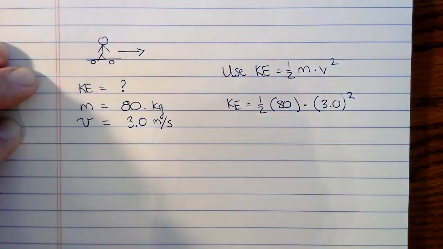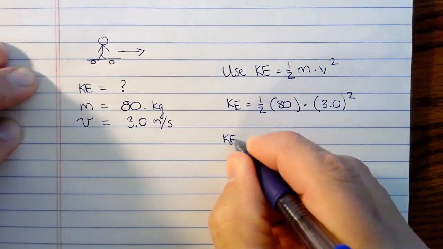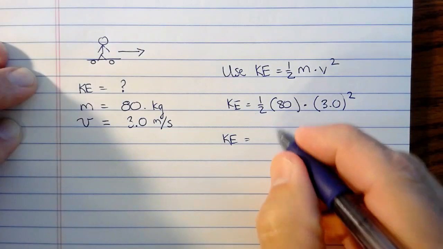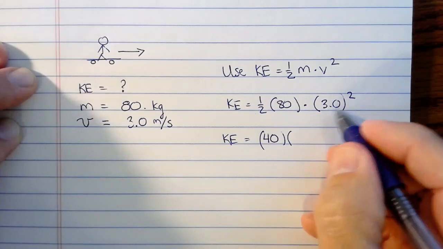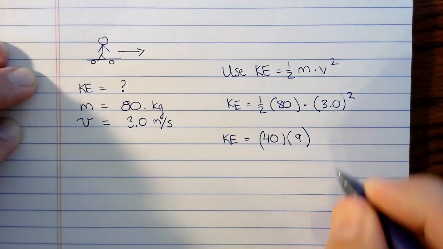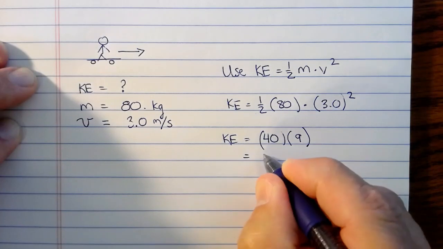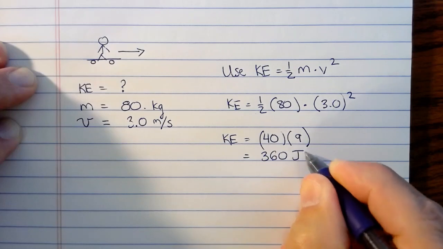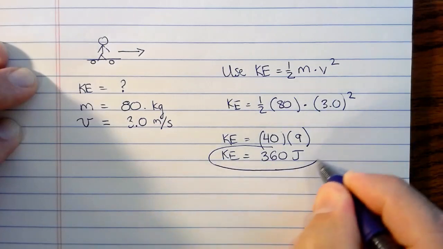Now, you can do this all at once on your calculator, or you can do it in two parts. It helps me sometimes to break it up into two parts. I'm going to take 1/2 of 80, so on your calculator that's 0.5 times 80, and that's going to give you 40. And we've got to multiply that by 3 squared. So remember, squared means times itself, so 3 times 3 is 9. So you're going to take 40 times 9, which when you plug in your calculator is 360. And since this is energy, that's going to be in joules. So the kinetic energy of the skater is 360 joules.